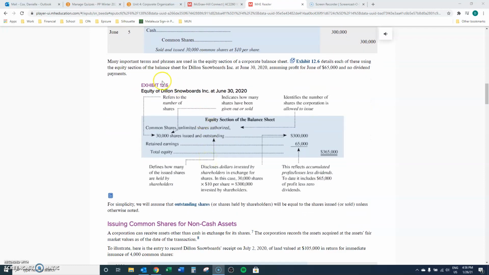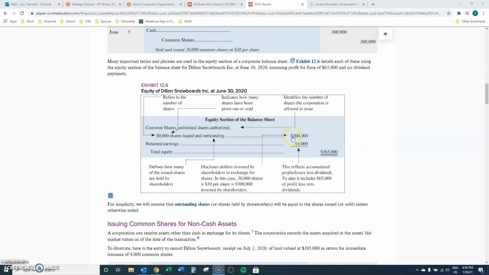Then in Exhibit 12.6, they show how this would look in the equity section of the balance sheet. Common shares, unlimited shares authorized. Authorized here means the number of shares that they're allowed to issue. That doesn't mean they've issued them. It just means they can issue as many as they want, unlimited shares. 30,000 shares issued and outstanding. That's what they sold up here. This refers to the number of shares that have been given out or sold, so we're referring to the transaction above.